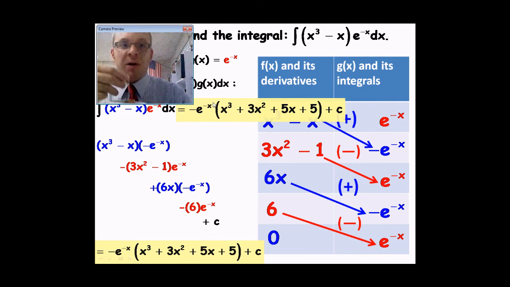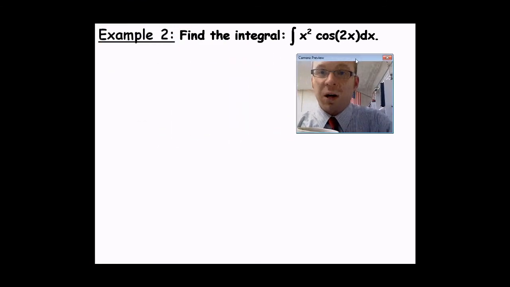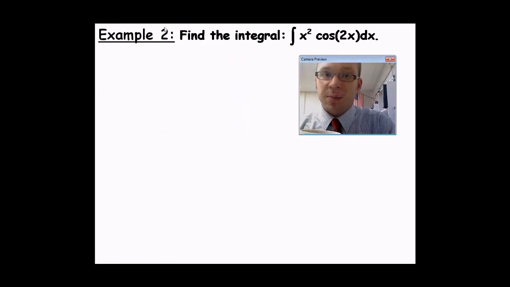Alright, I've got my refill, so time to move on here. Let's go on to our third example. Our last example says example number 2, this is supposed to be example number 3, of course. We're going to find the integral of x squared cosine of 2x dx.